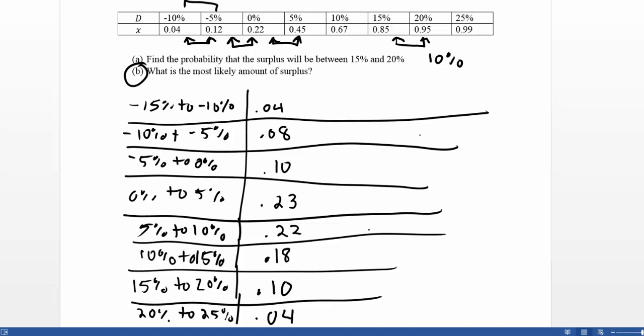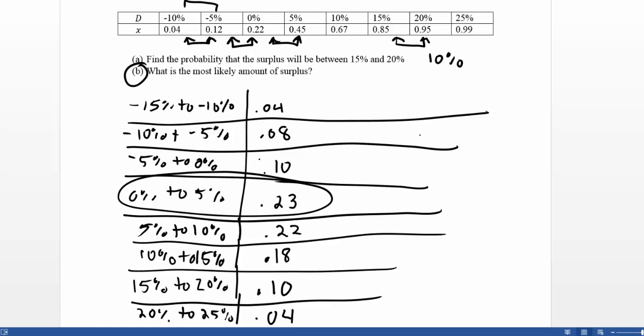So again, my table is increasing, it's approaching 1, but the question is, what is the most likely amount of surplus? So if I look at the different intervals to figure out exactly which fraction is the highest, I see that this is going to happen from 0 to 5%. So the most likely amount of surplus is going to be 0 to 5%, because that is the fraction that's going to be the largest. So 23% of the months that are measured have a 0 to 5% surplus, which is more than any other amount of surplus. So again, I drew a table here just to chart out this information.